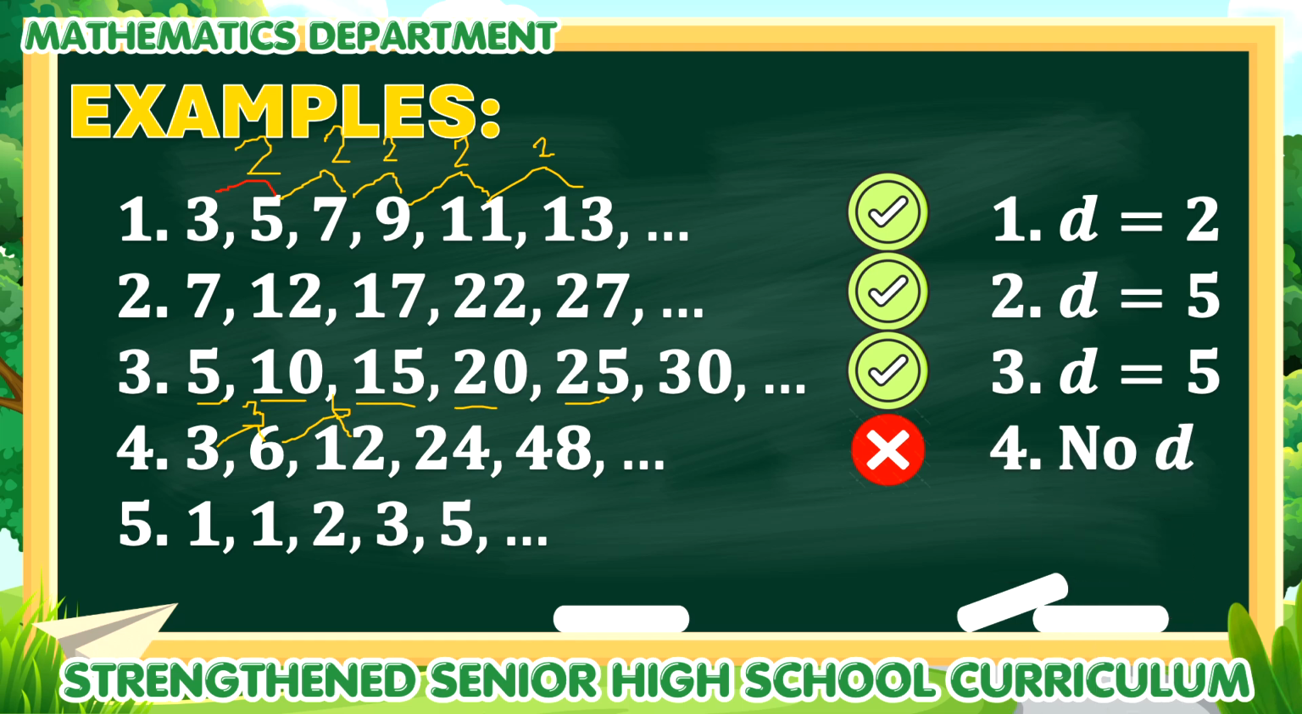The same with number 5. If we try to subtract our consecutive terms here, that's 1 minus 1 equals 0, 2 minus 1, that is equal to 1, 3 minus 2, that is equal to 1, 5 minus 3, that is equal to 2. We don't have a common difference, so therefore this is not an arithmetic sequence because there is no common difference.